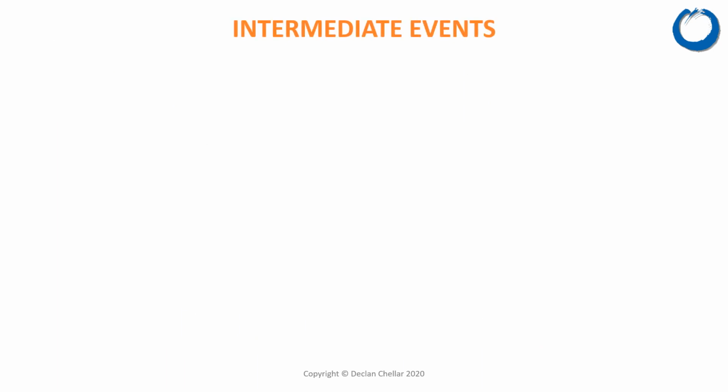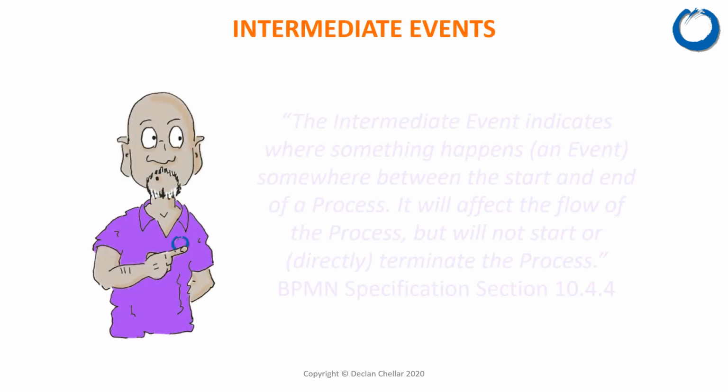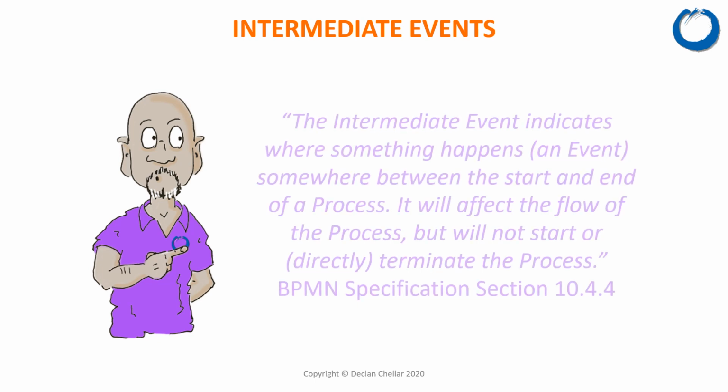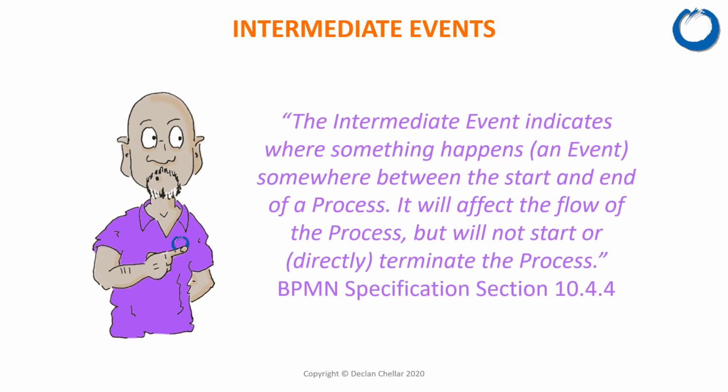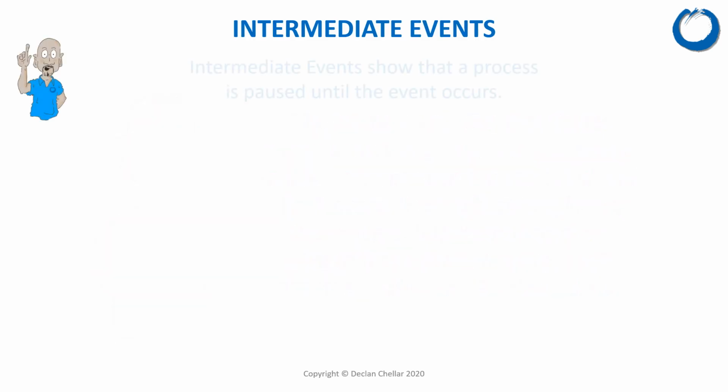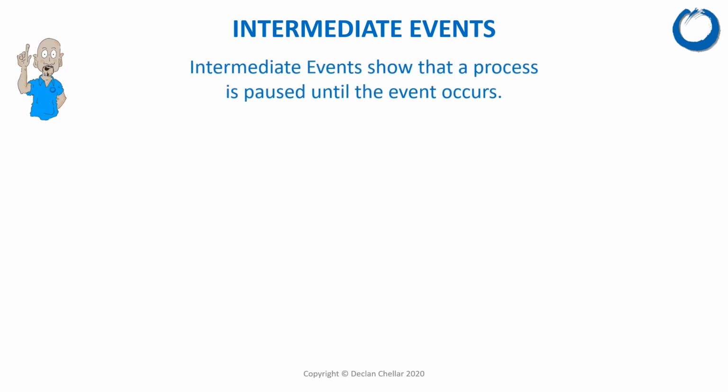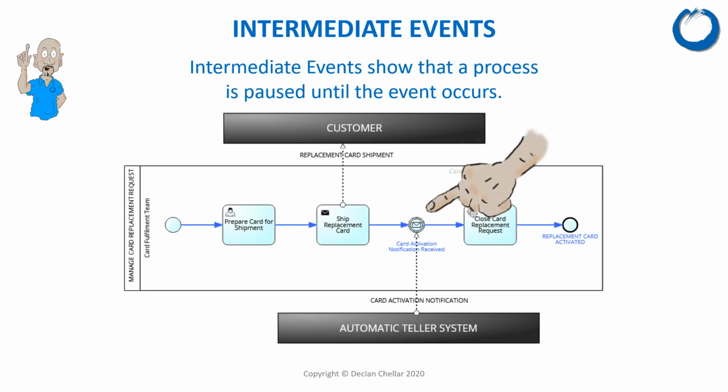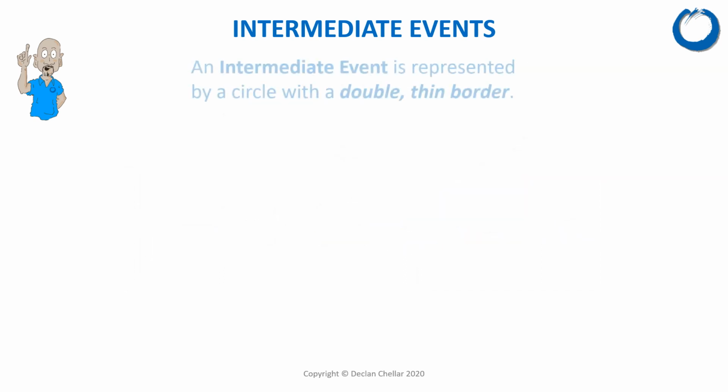Intermediate events. The intermediate event indicates where something happens, an event, somewhere between the start and end of a process. It will affect the flow of the process, but will not start or directly terminate the process. Intermediate events show that a process is paused until the event occurs. An intermediate event is represented by a circle with a double thin border.